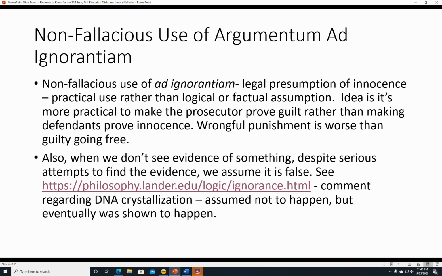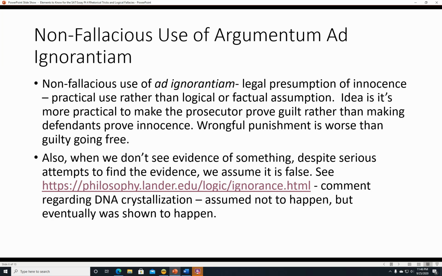That's not really a logical assumption or a factual assumption. Certainly somebody who was arrested and actually arraigned, indicted, and brought to trial, probably has plenty of evidence against him or her. But the idea is it's more practical to make the prosecutor prove guilt rather than make defendants prove innocence. Because the prosecutor does this all day long, goes through the trial system, whereas the defendant, hopefully, this is the first time they've ever been in this much trouble. They're not familiar with how the court system works.